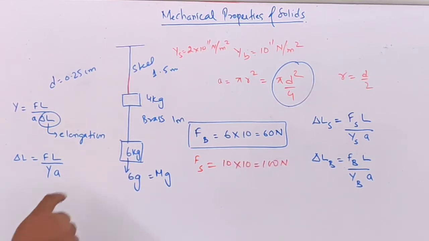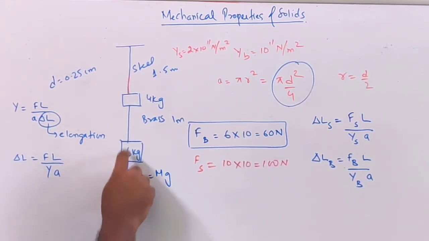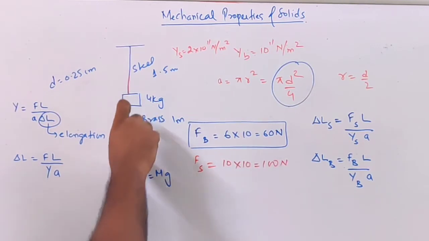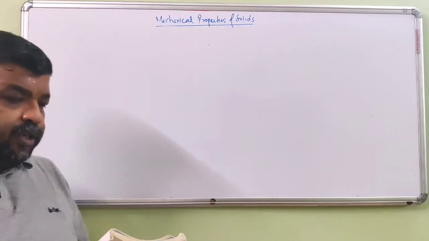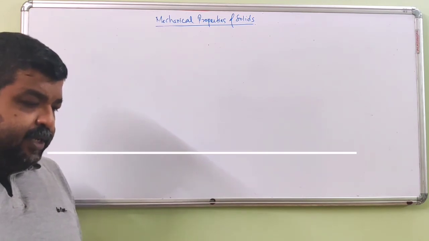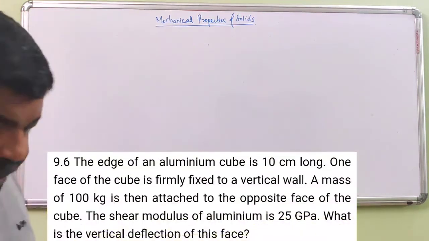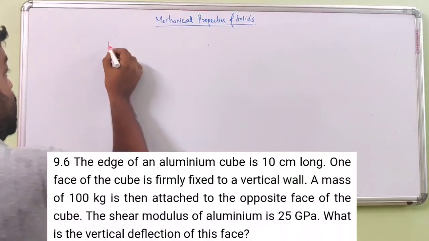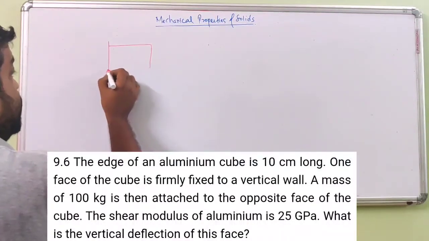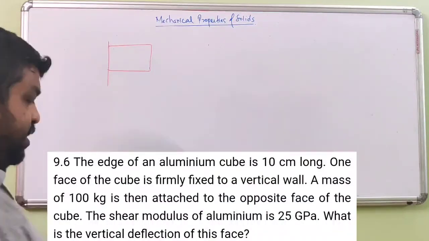The main concept is, see, this wire is pulled by this load and this wire is pulled by this load and this load. Okay, now next is question number 9.6. Now you have a cube of 10 centimeter size. Okay, so this is a wall and a cube is attached to it. Each side measures 10 centimeter.